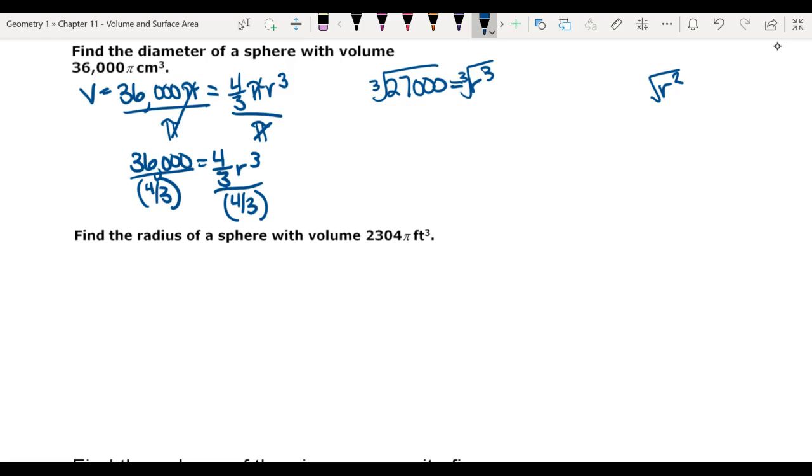Now, how you plug that into your calculator is you hit the number 3, hit second, and then this up arrow button that's kitty corner from the 7. Okay? And then type in 27,000. Okay? You should get 30.